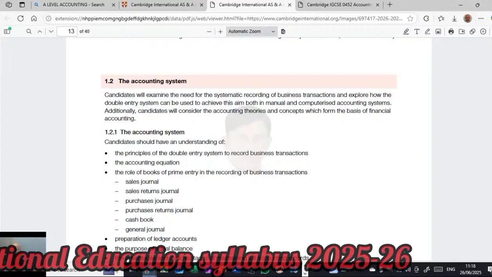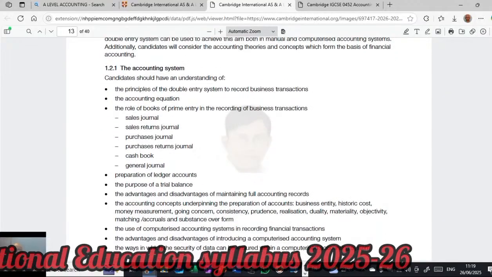The role of books of prime entry in the recording of business transactions, like sales journal, sales return journal, purchase journal. So all these books of accounts. Okay, so in a business, you need to maintain all these books. When the transactions are in a large quantity, you need to maintain all these books, and you need to maintain a record. So then you have to learn the preparation of ledger accounts, the purpose of trial balance, how to prepare trial balance, advantages and disadvantages of maintaining full accounting records.